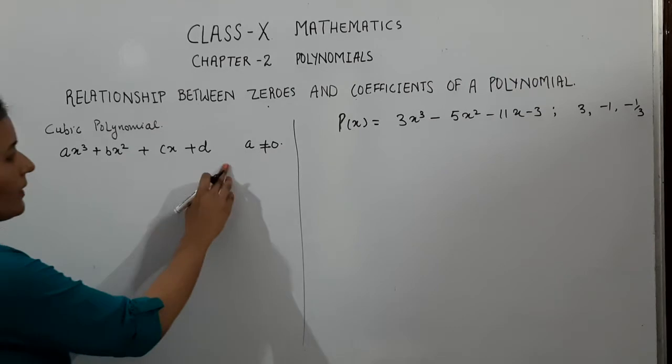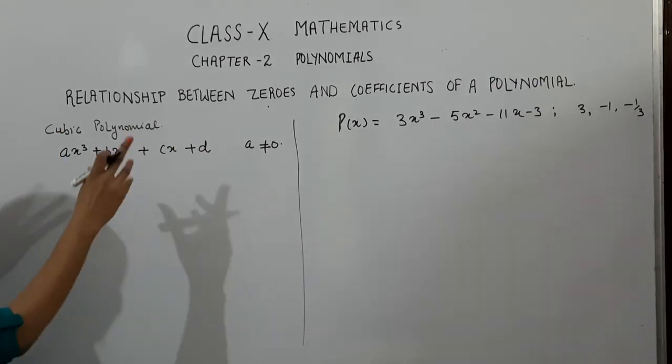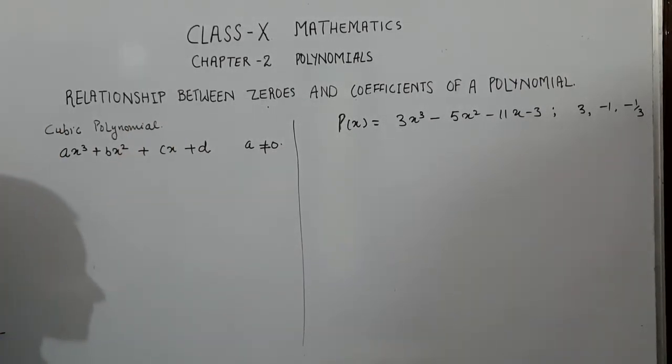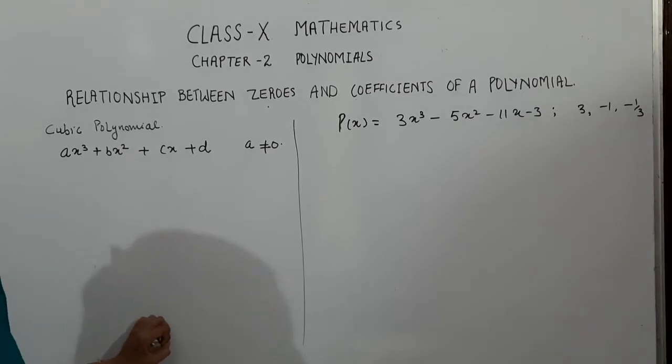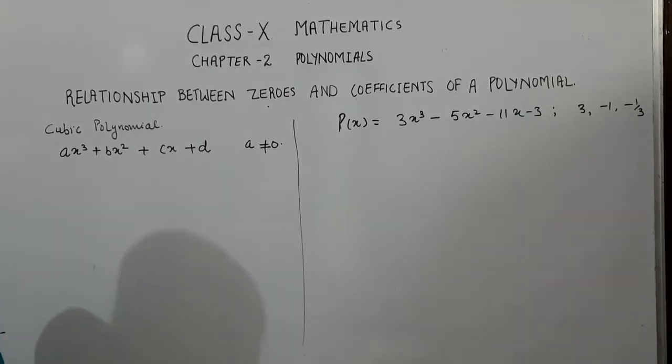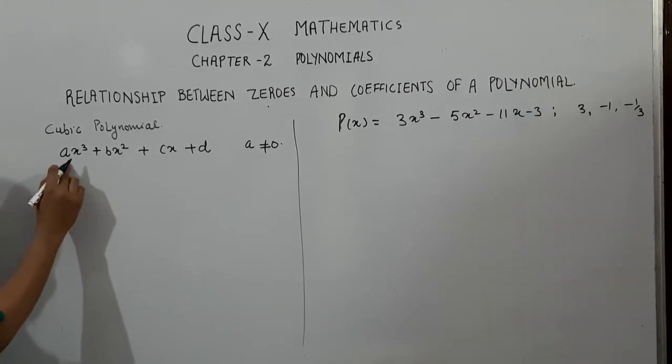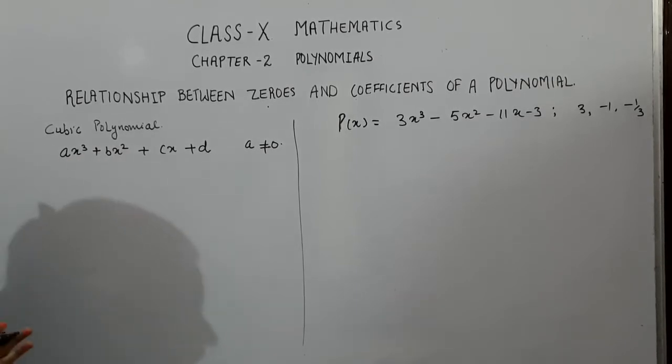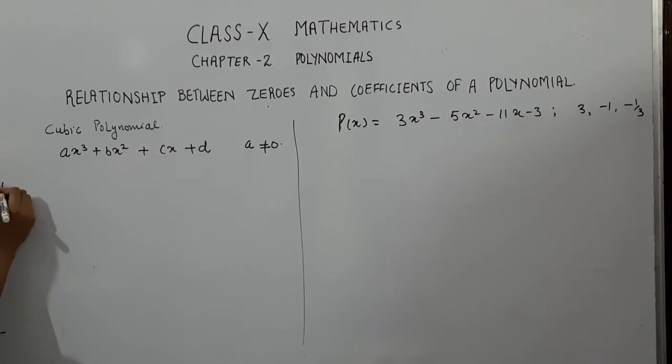So what is the maximum number of zeros of a cubic polynomial? Yesterday we discussed that if there is a cubic, it could have at the most 3 zeros. So let me take alpha, beta and gamma.